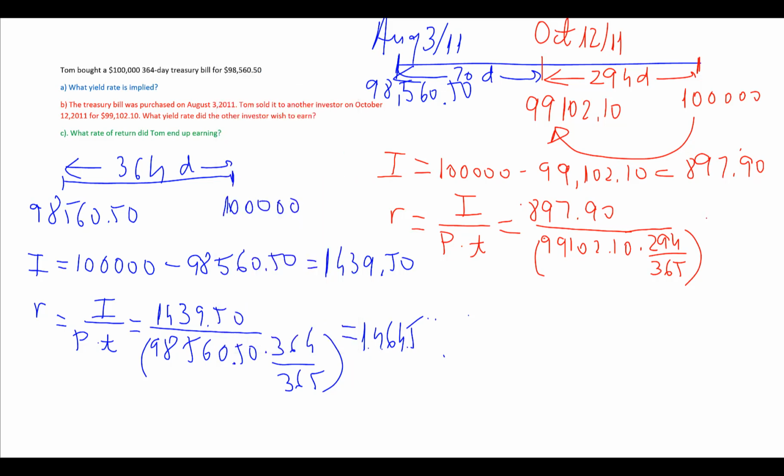So the second investor realized a rate of return of 1.1248.